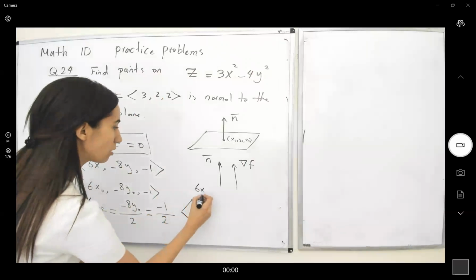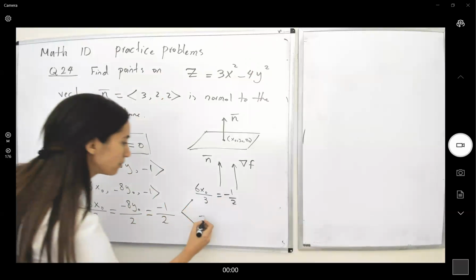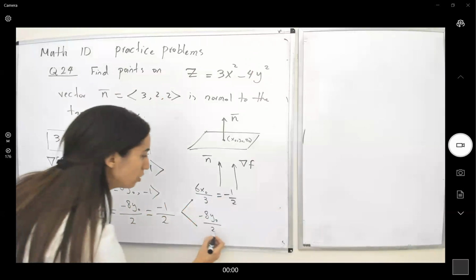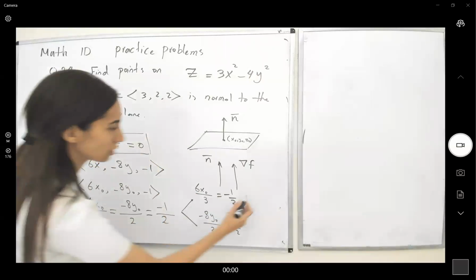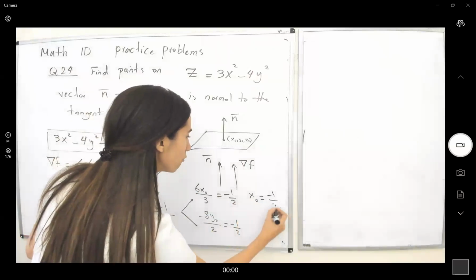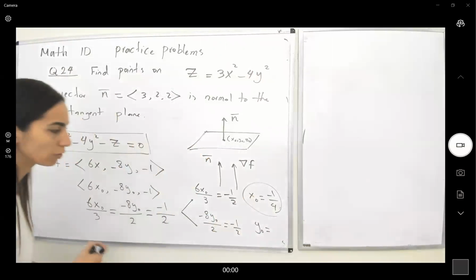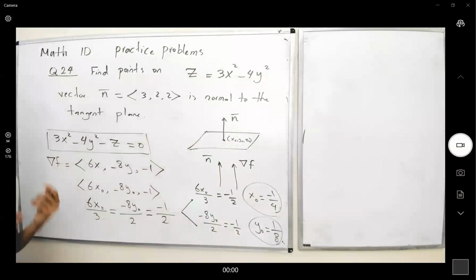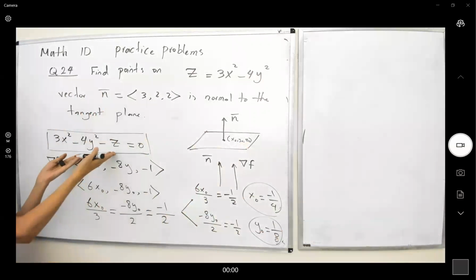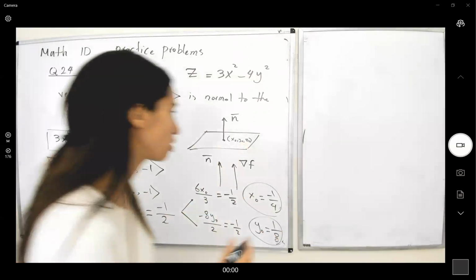So 6x sub 0 divided by 3 must be equal to negative a half. Negative 8y sub 0 divided by 2 must be equal to negative a half. So let us solve each of them. In this case, x sub 0 is negative 1 over 4. And in this case, your y sub 0 is equal to 1 over 8. So I expect you to ask, what is my z sub 0? What's the last coordinate here? Of course, you have a nice relation between x, y, and z. Plug that in and find your z sub 0.